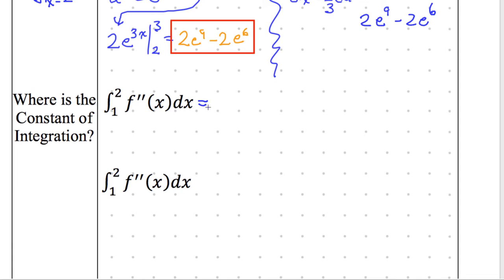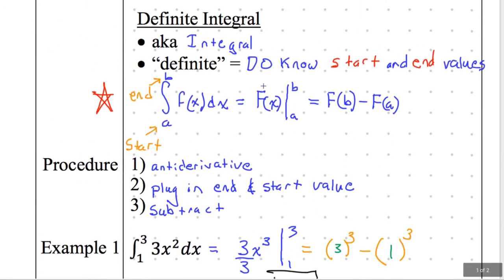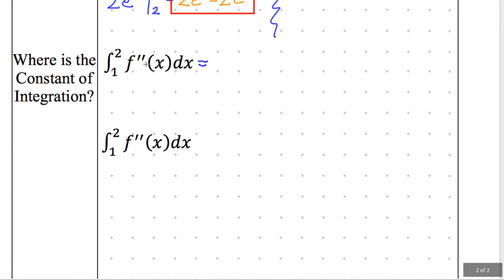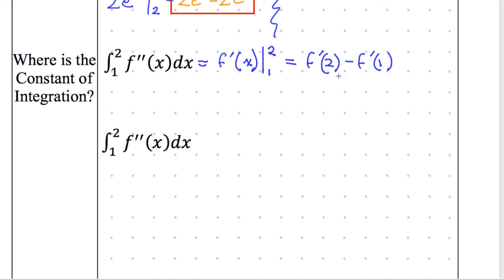So this guy, by our starred definition up here, is going to be equal to, I'm going to take away one of the primes. So this is going to be f prime of x, to keep it formal. F prime of x evaluation bar is evaluated between 1 and 2, which is the same thing as f prime of 2 minus f prime of 1. And that would be our final answer. You're asking, okay, well, where can you just say plus c there? And the answer is no, and I'll show you why.